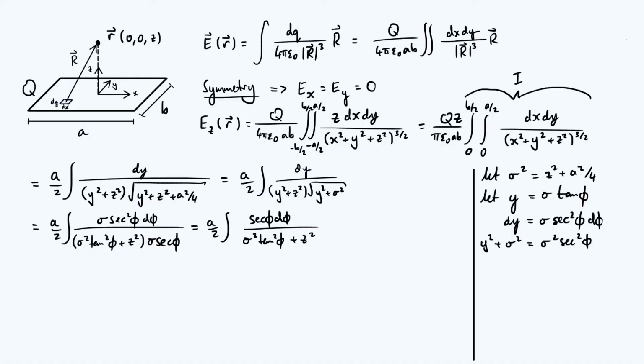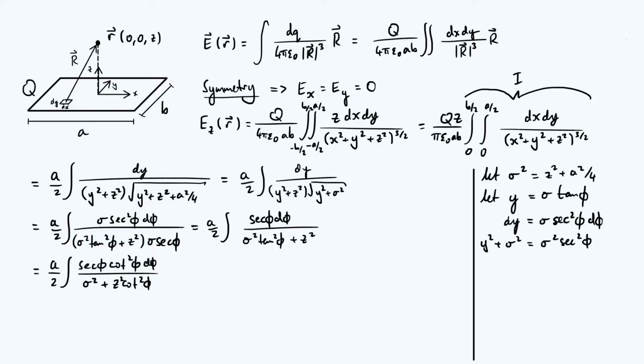I'll show you what I did after playing around with various trig identities. What I found worked was to multiply the top and bottom by cot squared of phi, in other words, 1 over tan squared phi. That turns it into a over 2 times the integral of, well, straightforwardly on the top, it's just sec phi times cot squared phi d phi. The bottom is then sigma squared, because tan squared times cot squared is just 1 by definition, and then plus z squared cot squared of phi.